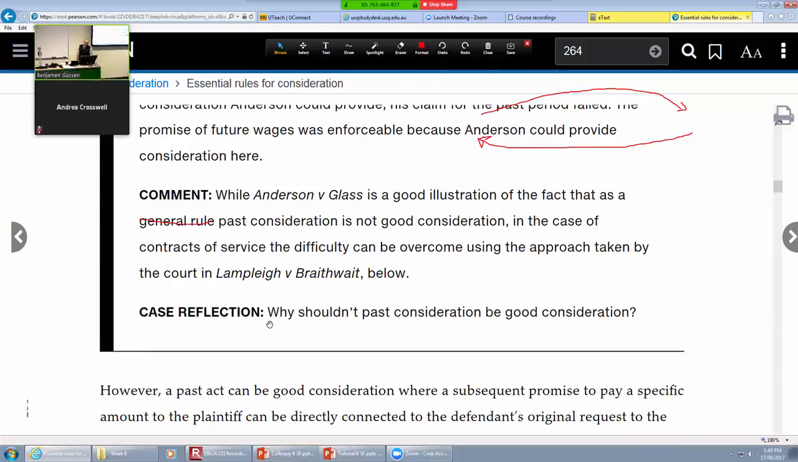So, a good illustration of the fact that as a general rule, past consideration is not good consideration. In the case of contracts of service, the difficulty can be overcome using the approach taken in the following case, Lampley and Braithwaite. So let's look at Lampley and Braithwaite, which is on page 264.